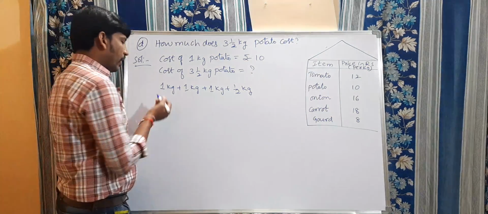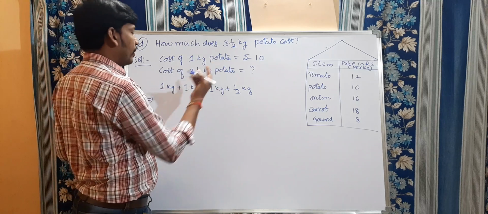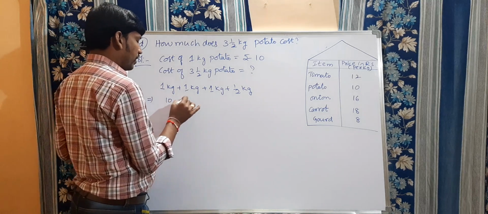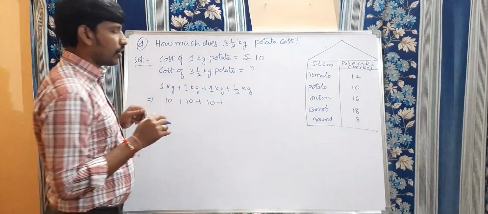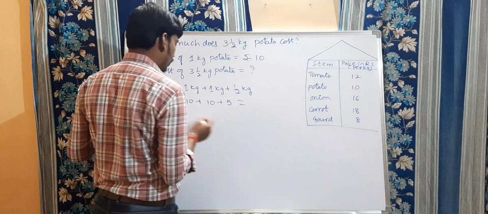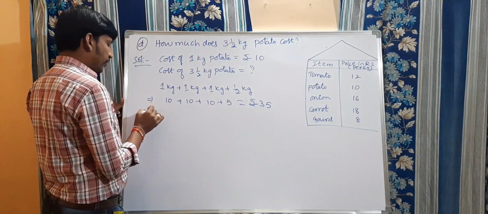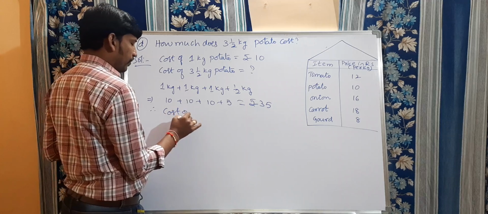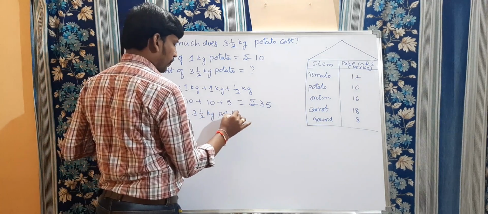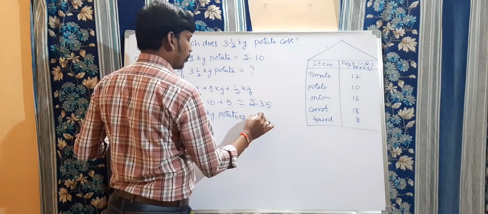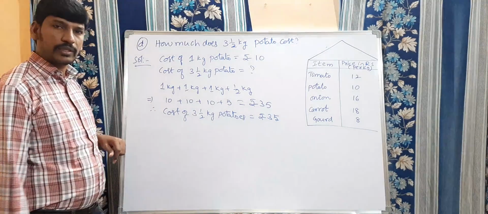So now 1 kg is equal to how much? This is one more way to find out the cost. This is rupees 10. Half kg is equal to how much? Half of 10 rupees is 5 rupees. So the cost of 3.5 kg potatoes is rupees 35. You can find it like this also. Is this clear, my dears?